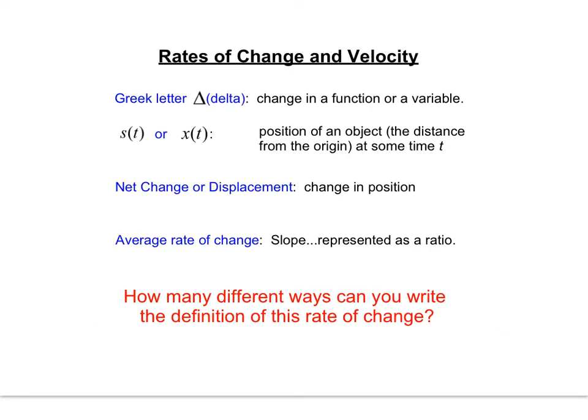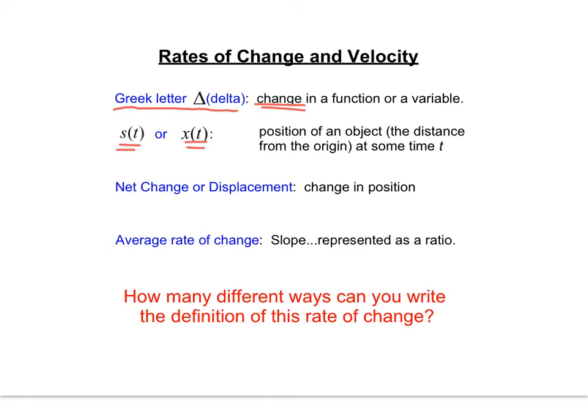Now let's talk about rates of change. So again, our topic was tangent lines and rates of change. Now before we get further into our discussion, we need to clarify a little bit of vocabulary. First of all, the symbol delta will be used frequently, and that symbol represents change. Change in a function or change in a variable. Now, two other common representations are s of t or x of t. Now, they're synonymous, and they indicate the position of an object, or in other words, its distance from the origin at some time t.